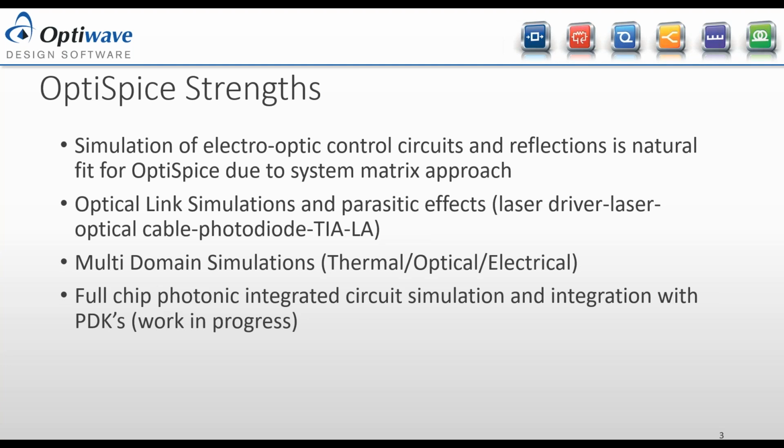As you might have guessed, I started talking about the thermal effects. OptiSPICE can actually handle multi-domain simulations at the same time. Thermal is simulated as an RC circuit. We can do optical and electrical.